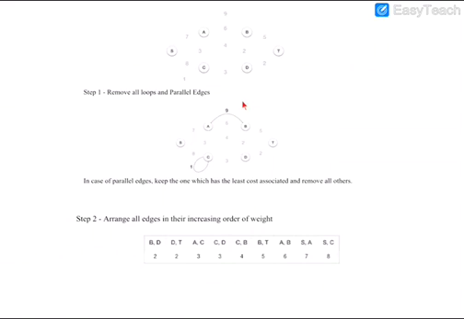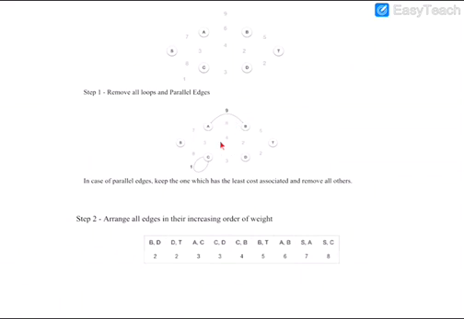The first step in Kruskal's algorithm is to remove all the loops and parallel edges. That is, in a given graph, if there are parallel edges, we have to remove them, and if there are loops, we have to remove them. So what are parallel edges? Parallel edges are edges where two vertices have more than one edge between them. In this example, from A to B we have 2 edges, one with a weight of 9 and one with a weight of 6.